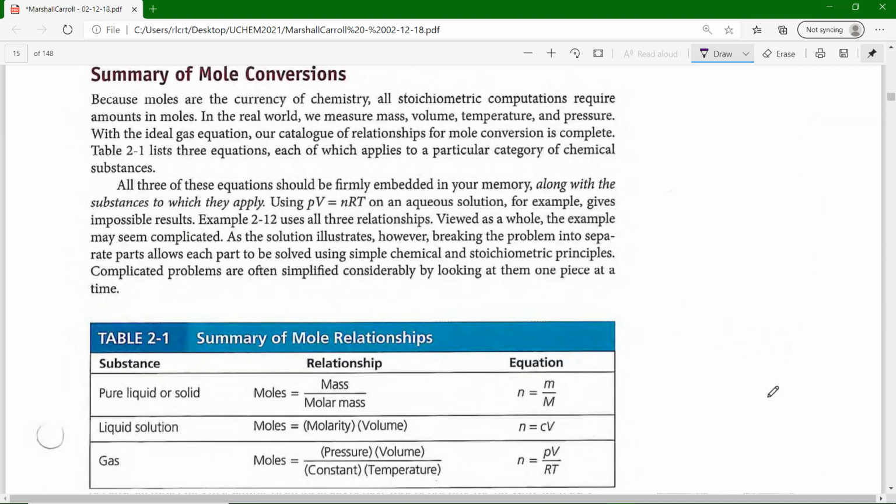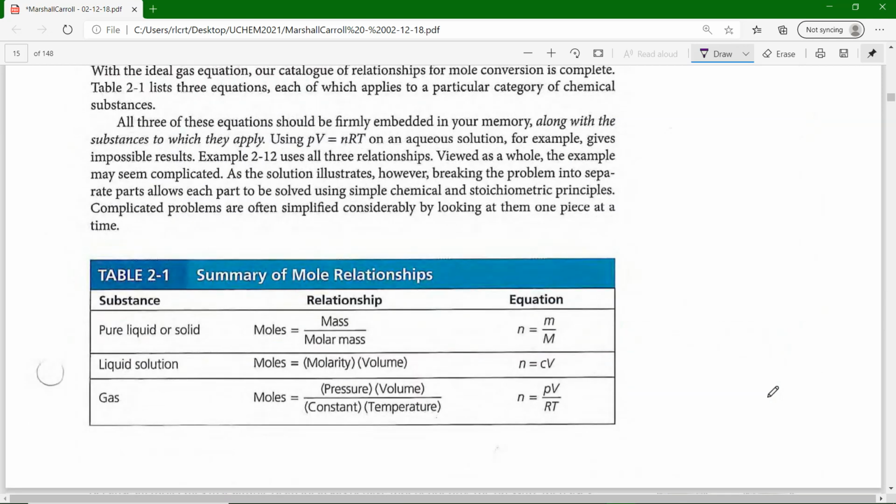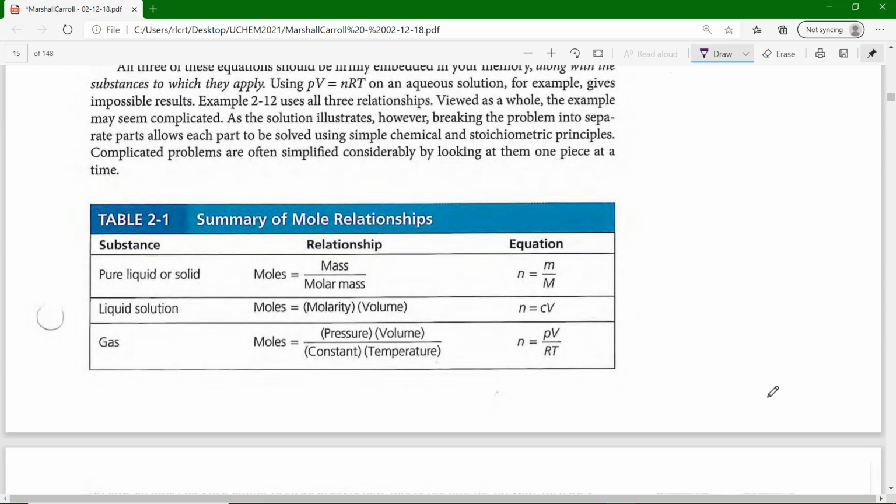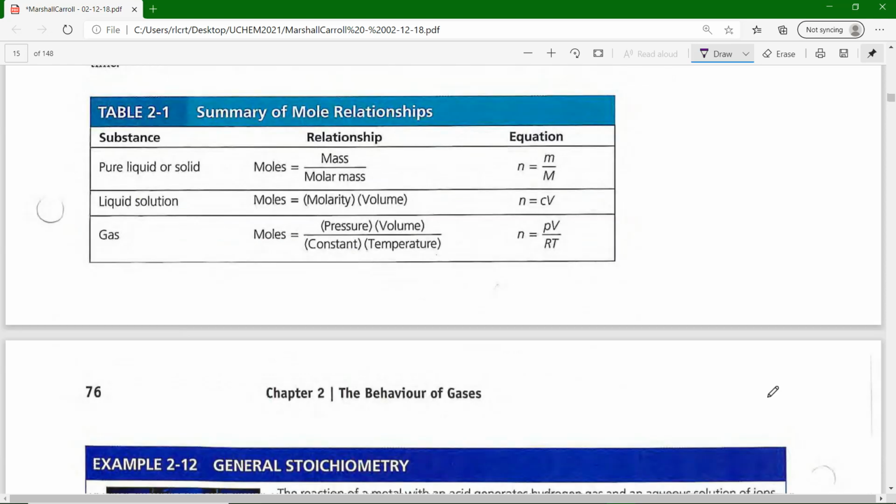So, summary of mole conversions. Moles are the currency of chemistry. All reactions use them. So, all three of these equations should be firmly embedded in your memory. Wow, how about that? Okay. So, if I'm talking about a pure liquid or solid, to get the moles, I take the grams over the grams per mole. Moles is grams, m over italicized M for molar mass.